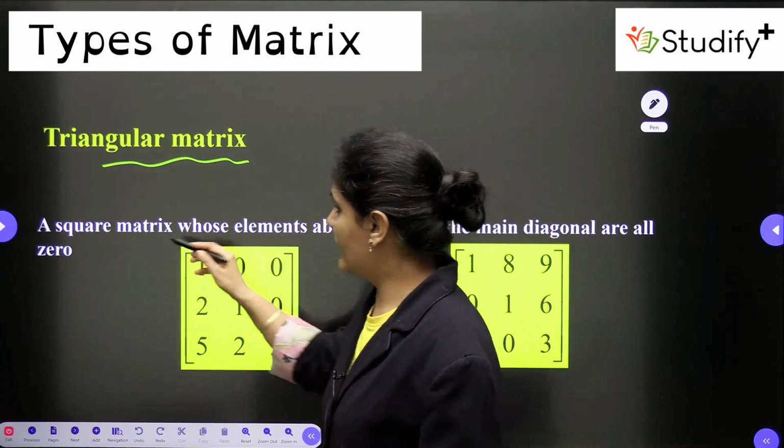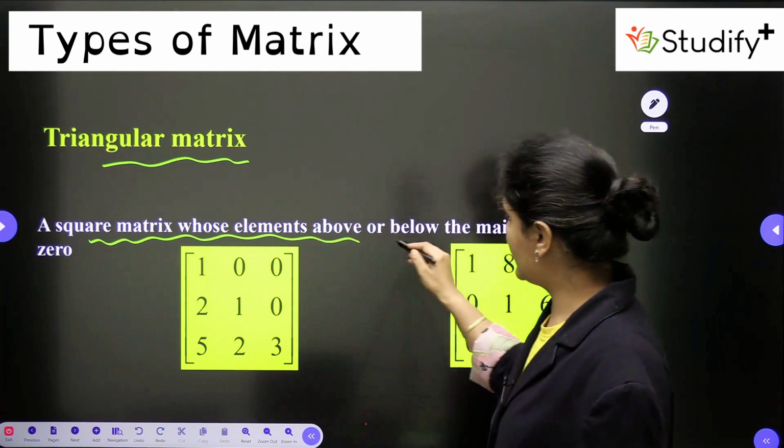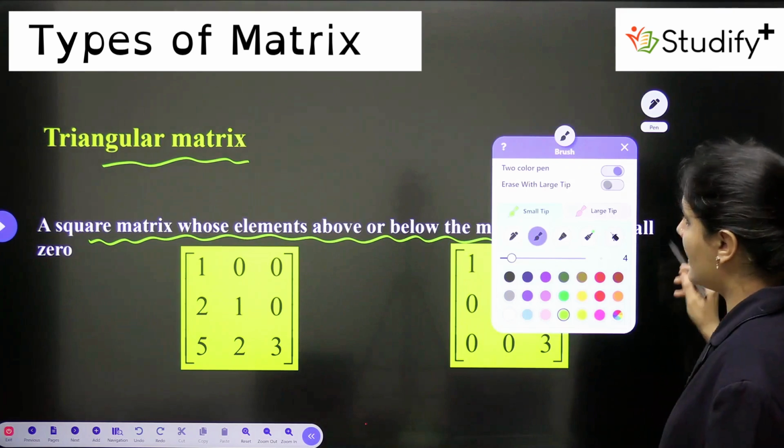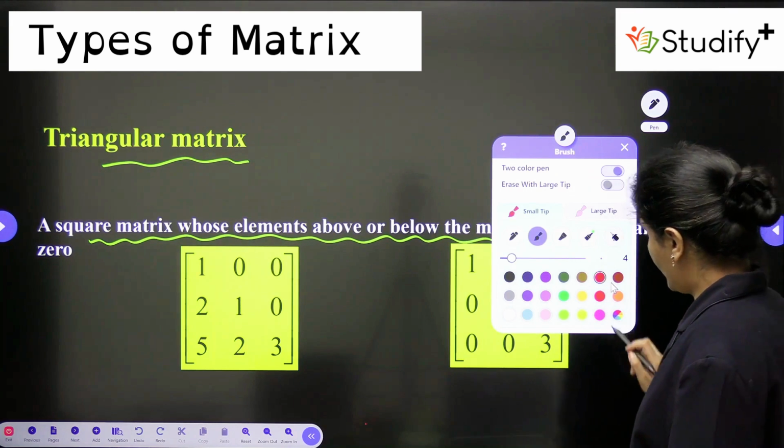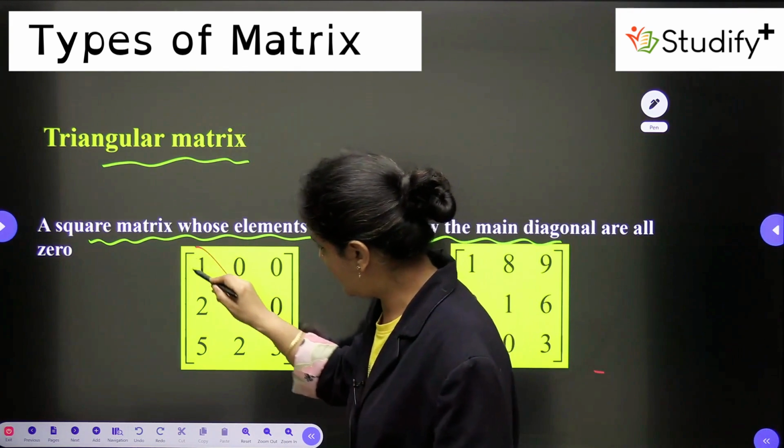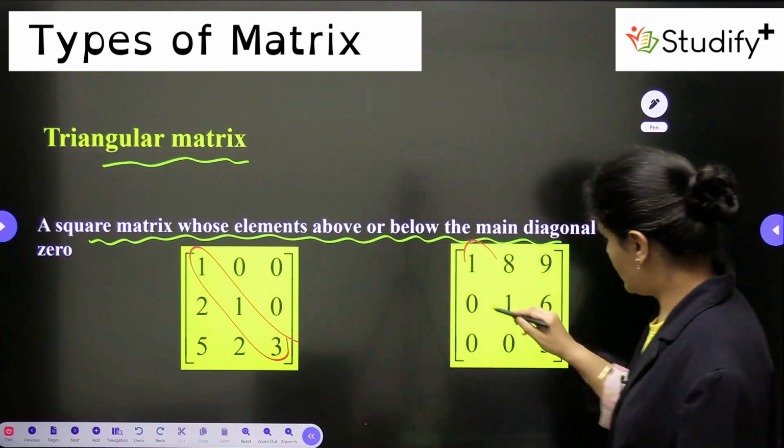Now what is a triangular matrix? A square matrix whose elements above or below the main diagonal are all 0. Now try to understand my point. This is a square matrix, right? So this is also a square matrix.